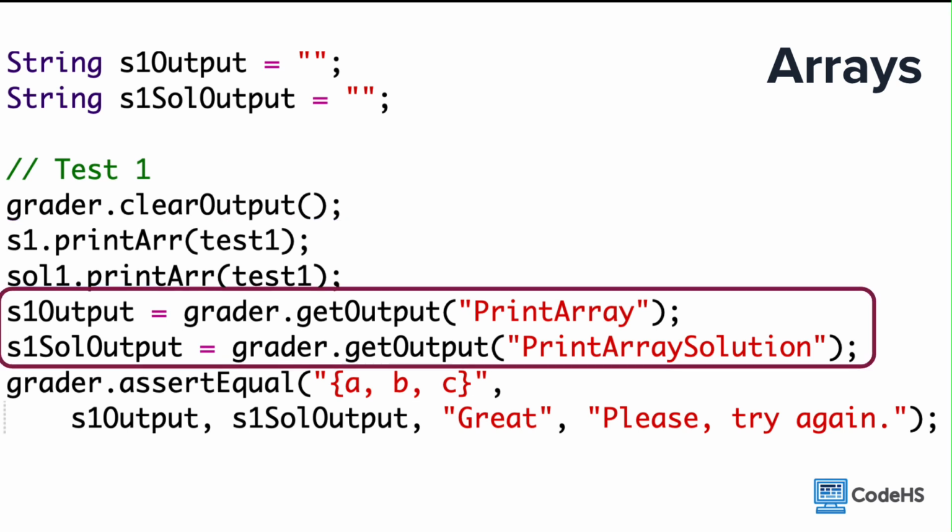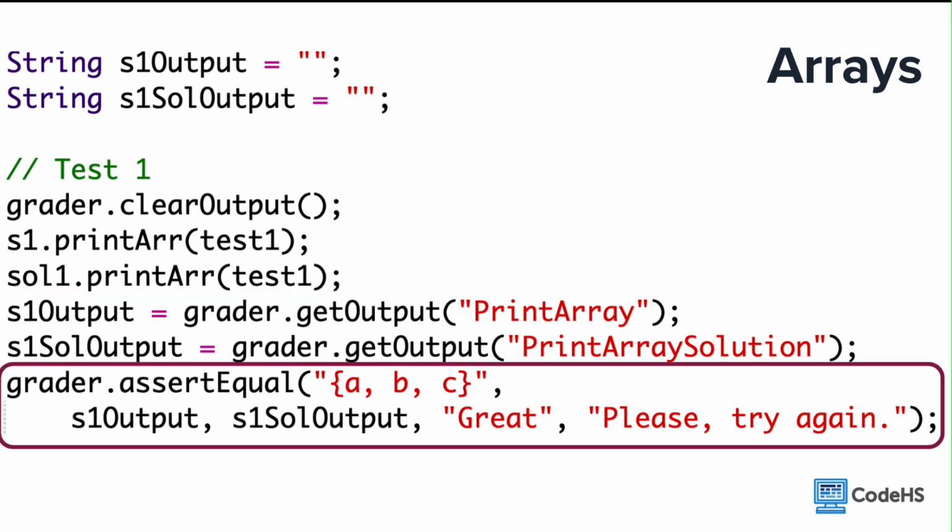We can then get the output of these method calls by using the Autograder getOutput method. Remember that this method has one parameter, the string of the file name. We will save the outputs in the S1 output and the S1 solution output string variables. Lastly, we will call the assert_equal method to compare the student output of the call to their method and the solution output.